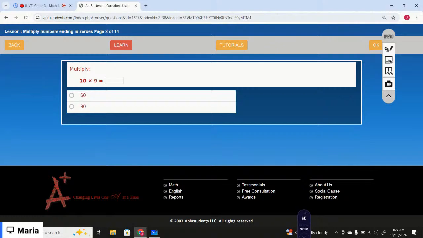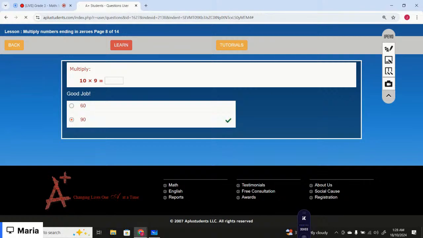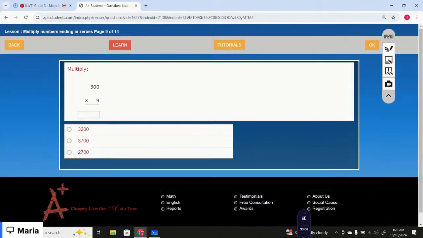10 times 9 is 90. The correct option is 90. 300 times 9, which is the correct option.